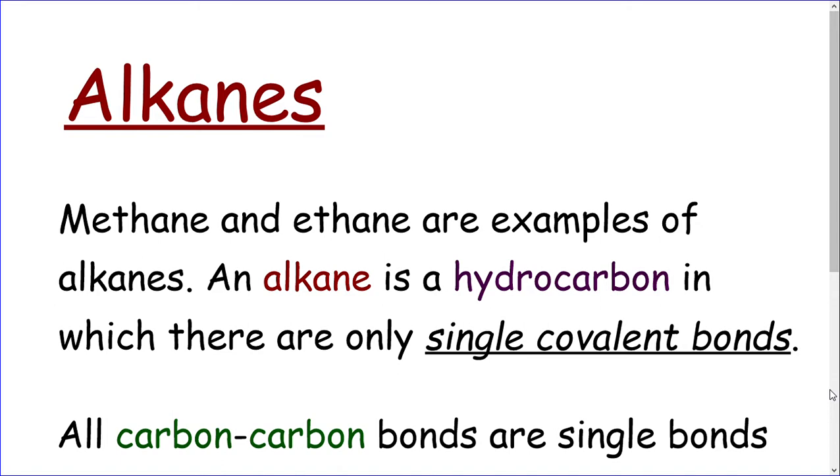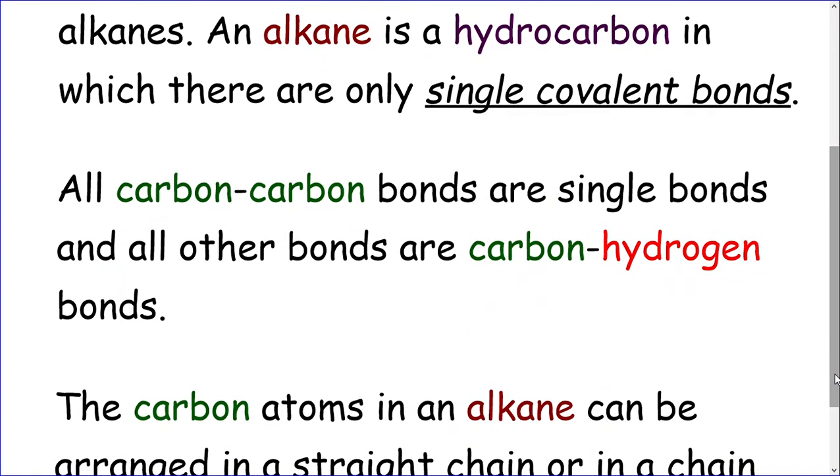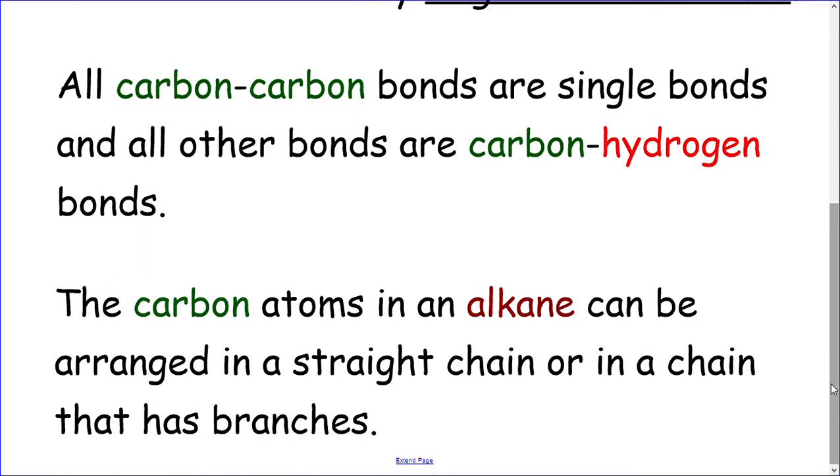So methane and ethane are examples of alkanes, and an alkane is a hydrocarbon where there are only single covalent bonds. So there are just single lines, no double or triple bonds or anything like that. All carbon-carbon bonds are single bonds, and all other bonds are carbon-hydrogen bonds. Again, they're single bonds, but they're carbon-hydrogens. The carbon atoms in an alkane can be arranged in straight chains or in ones that have branches that come off of them. We're going to take a look to see what that means, and that they can be straight chains or have these branches.